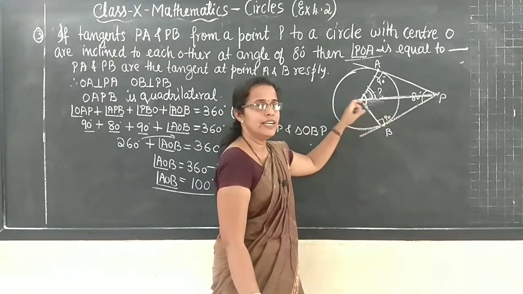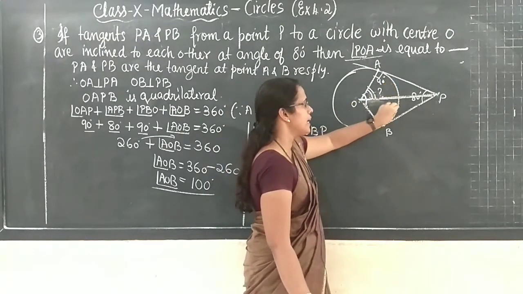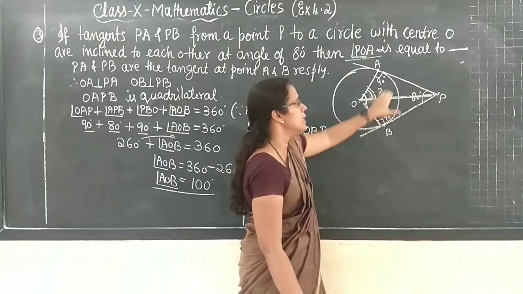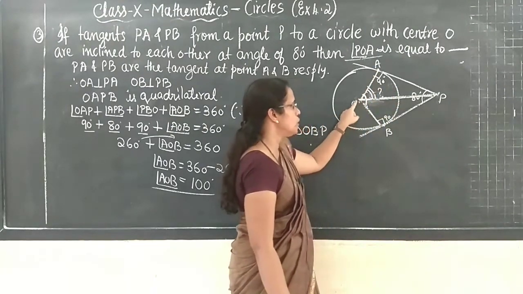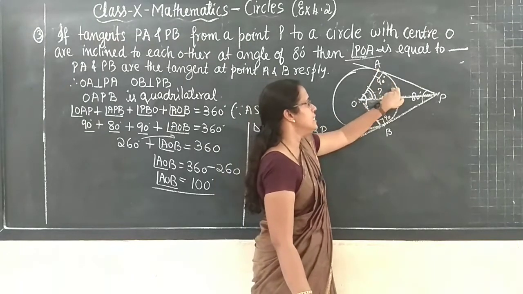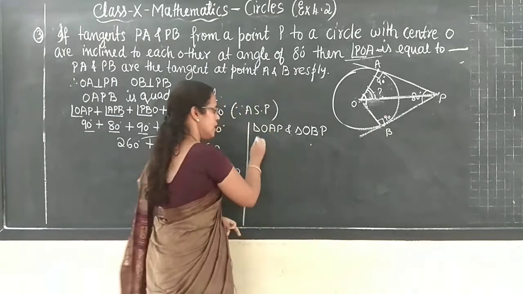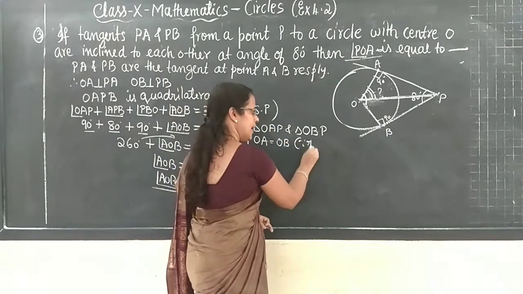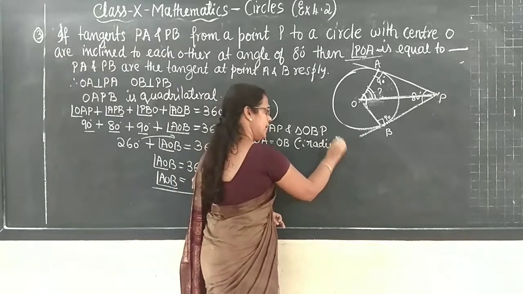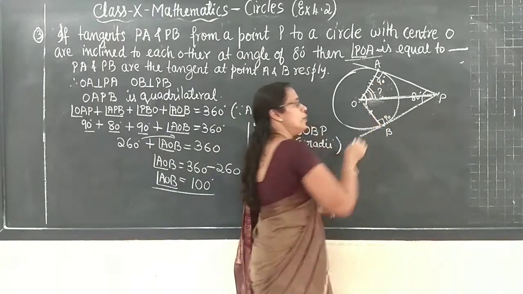Let me explain once again, children. See, in this triangle and this triangle, what all things are the same? OA is equal to OB. OA in this triangle, OB in this triangle. They are radii of a circle, right? So OA is equal to OB.